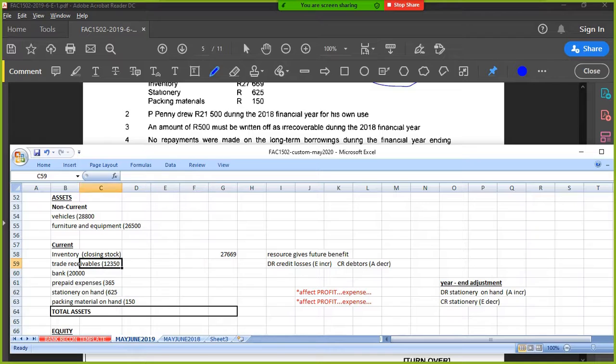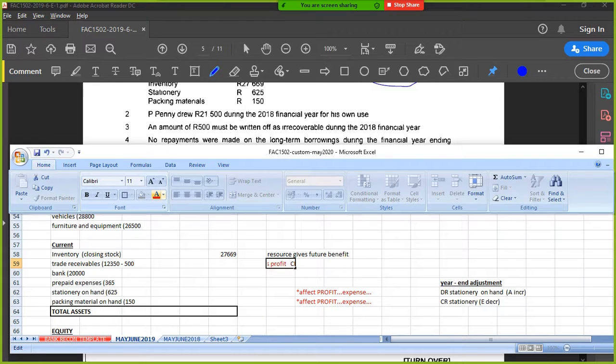Decrease my trade receivables. Minus 500. I'm going to asterisk or highlight this in red because I have another expense that will affect profit. The reason why I'm always writing this down, affects profit, is because I know from the required that I have to calculate profit. Remember we saw that? Right.